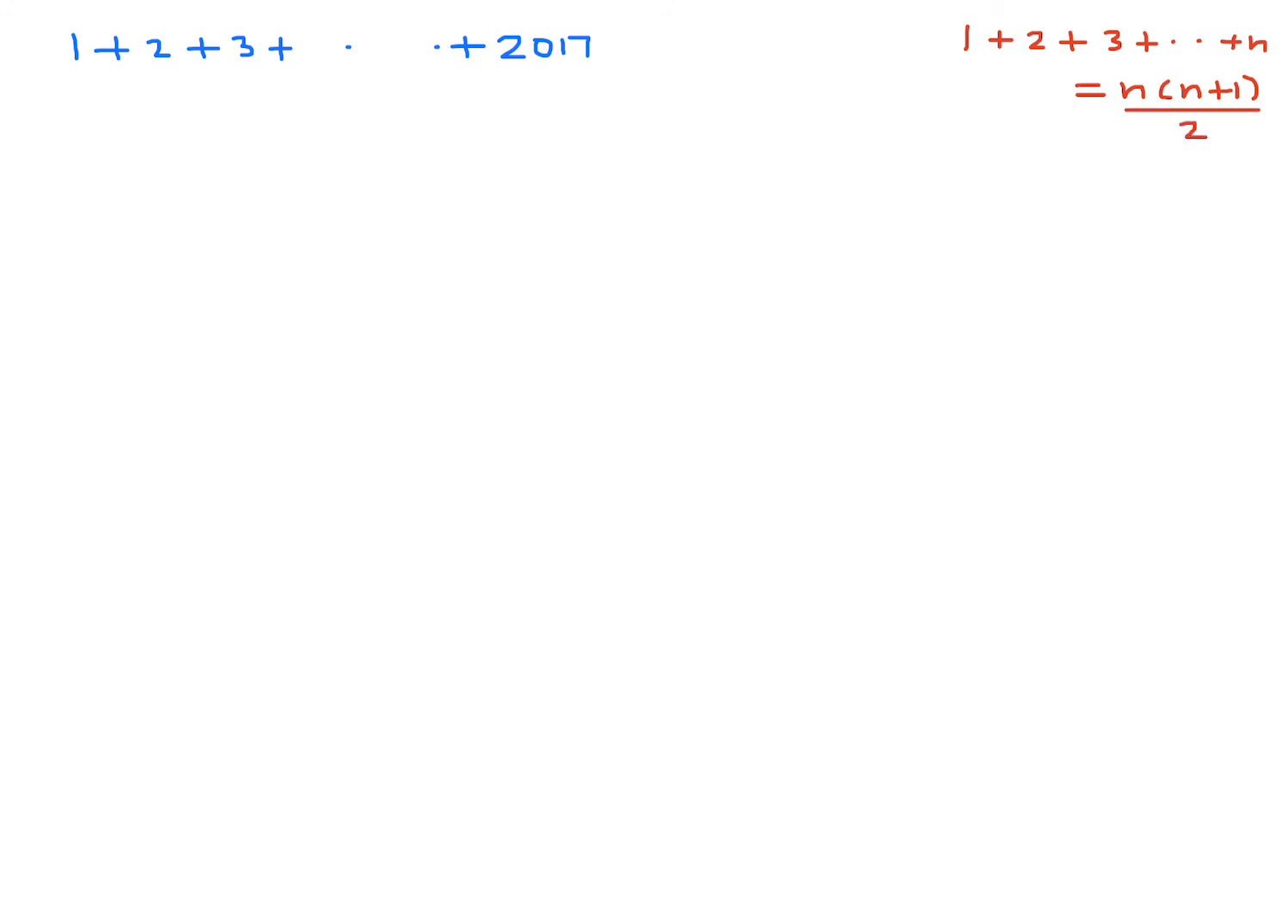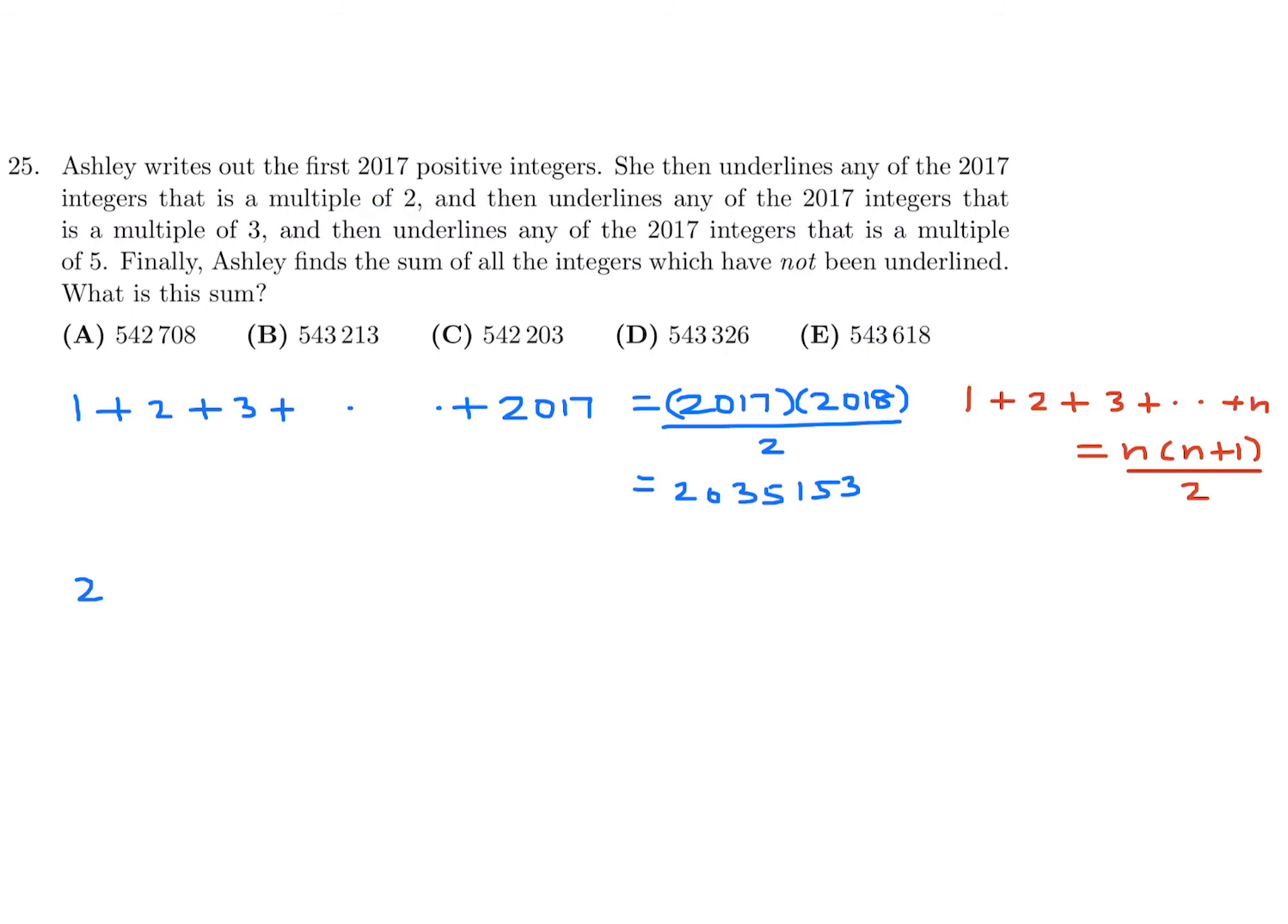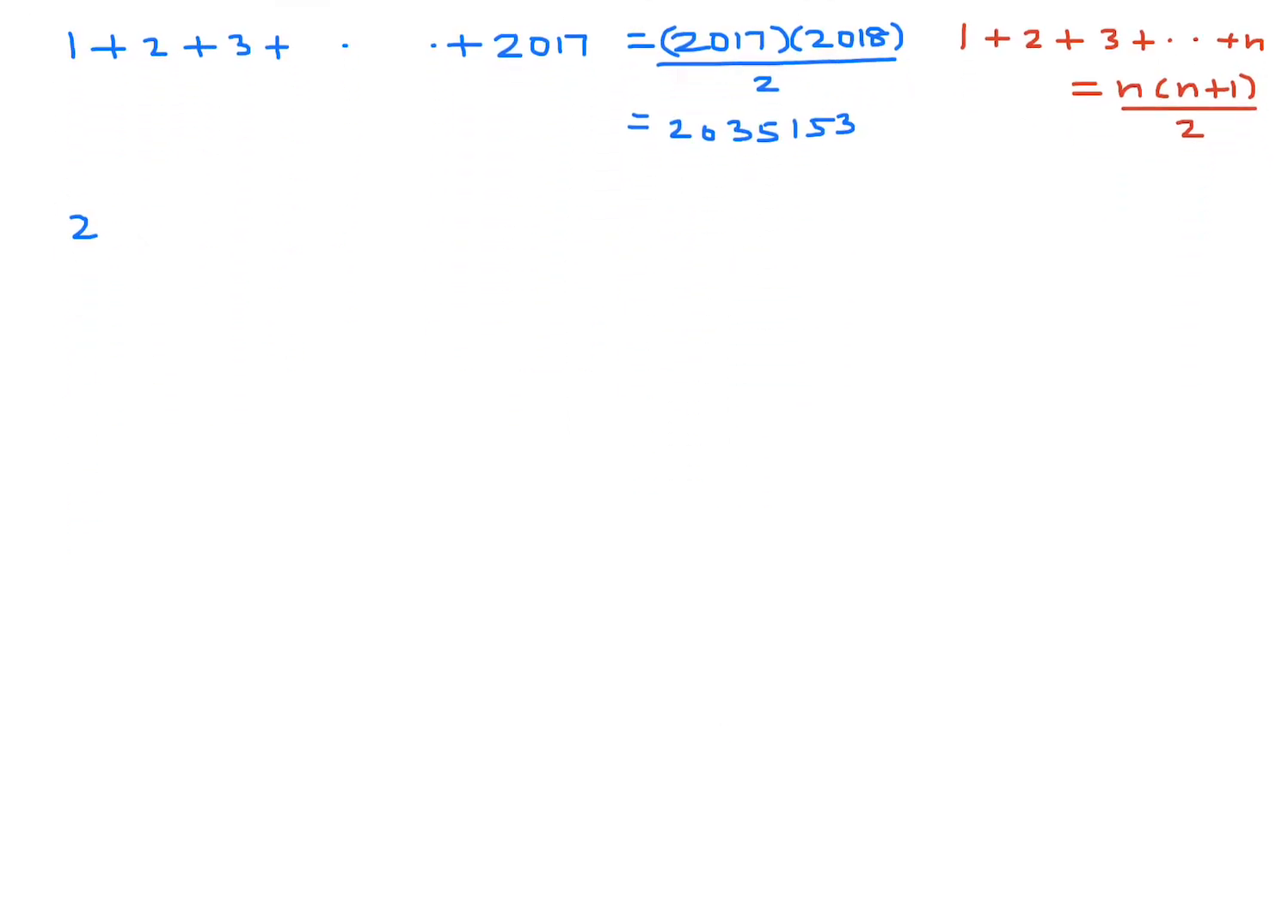So in the beginning, I've got all these numbers until 2017. So using this formula, that's going to be the sum 2017 times 2018 divided by 2. Correct? And that is 2035153. All right. So now we have to take away all the numbers that are divisible by 2. Because remember, all the numbers that are multiples of 2 she underlines, and at the end we have to figure out the sum of all the numbers which have not been underlined. So essentially you're just removing those numbers.